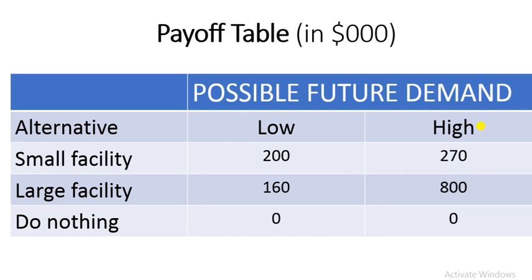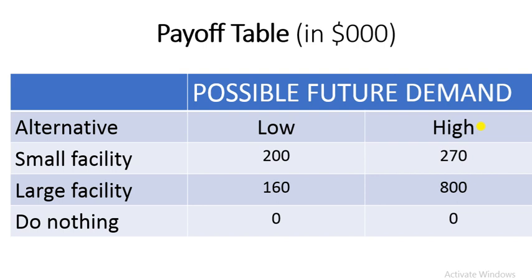In that scenario, he is saying that since you are not making any investment, or since you are not incurring any cost, there will be no payoff. So in both scenarios, whether the demand is low or high, if you are doing nothing, your payoff would also be nothing, and it is represented with a 0. So that was the payoff table.